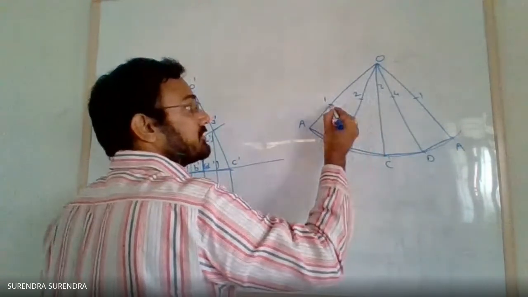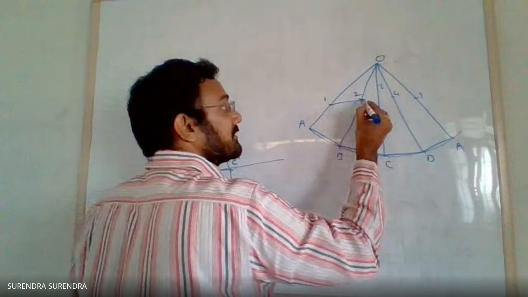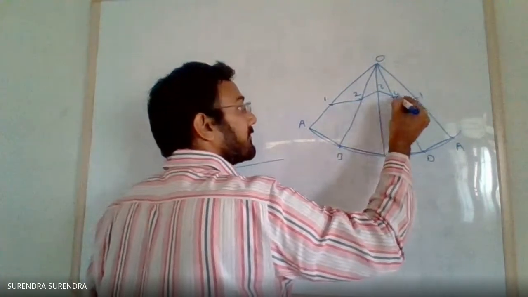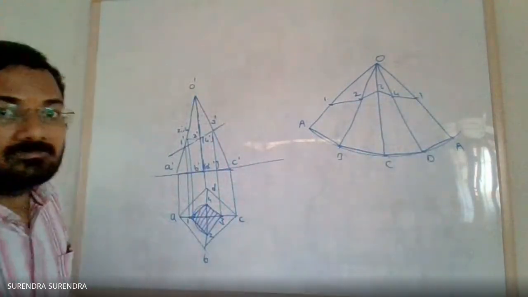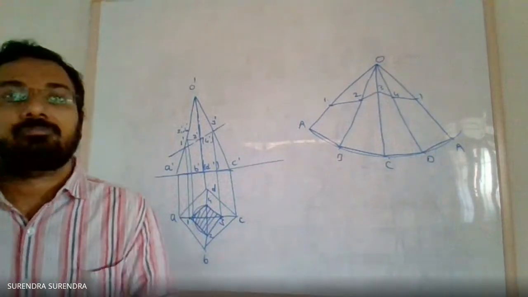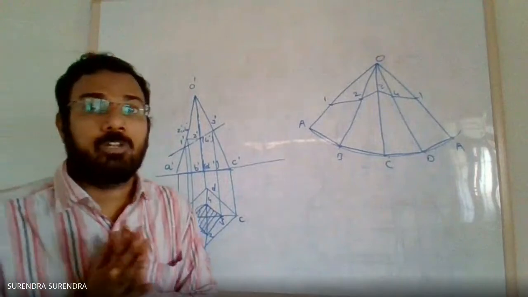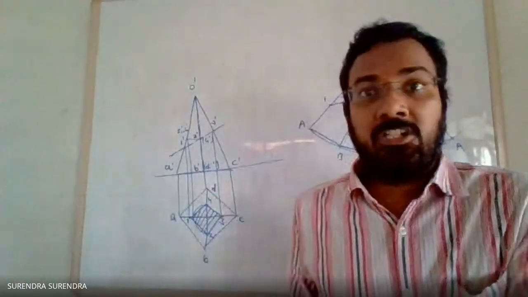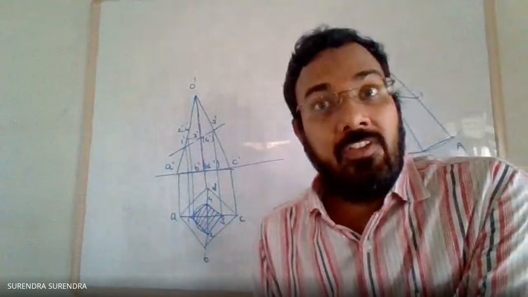Point 3. Join all this with the straight edges. So this is a way of drawing. So why have I shown the two problems? Both are of square pyramids.